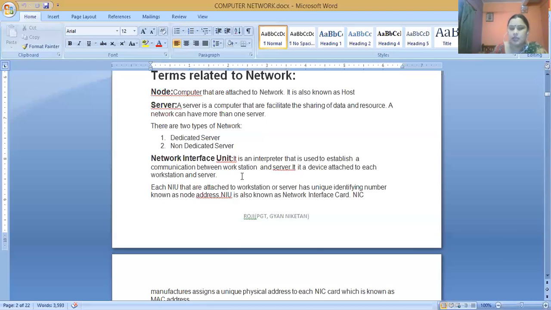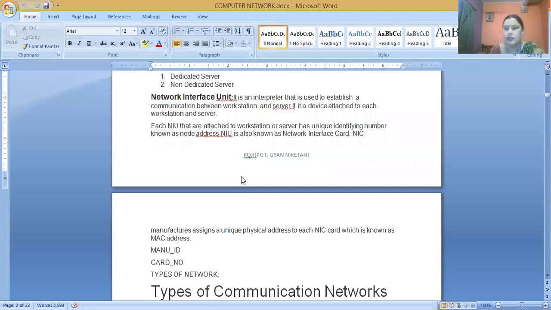Next term used in computer networks is the network interface unit, NIU. It is just like an interpreter that is used to make a connection between the workstation and server. Means server and workstation can be connected using the NIU. It is just like a device attached to every workstation or every server.